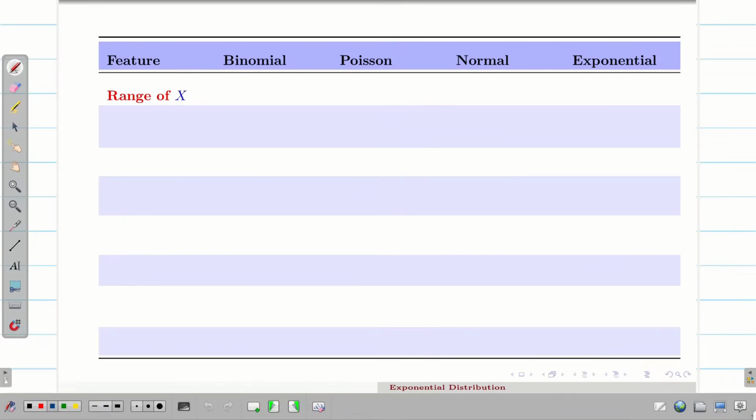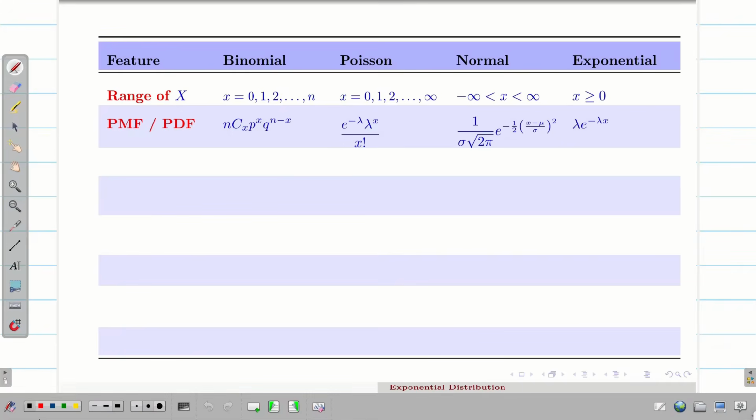Range of x. In binomial distribution, x lies between 0 to n, it is finite. In Poisson, it goes up to infinity from 0. In normals, we say x lies between minus infinity to infinity. In exponential distribution, x should be greater than or equal to 0. And then we can see the formula for binomial, Poisson, normal and exponential distribution. And we know that Poisson and binomial distribution are discrete. Normal and exponential are continuous distributions.